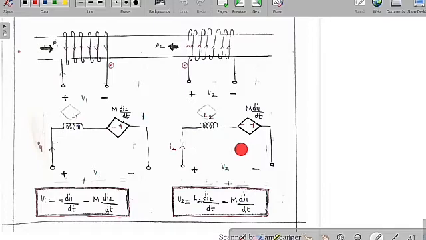Then go for the positive sign. But if one is entering and the other is leaving, we can say that the overall flux is going to decrease, meaning the voltage is going to decrease, then go for the minus sign. That's it.